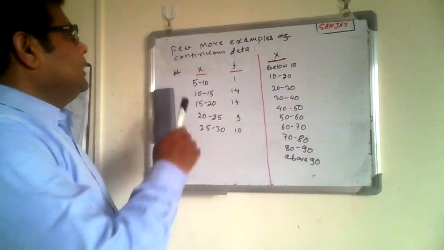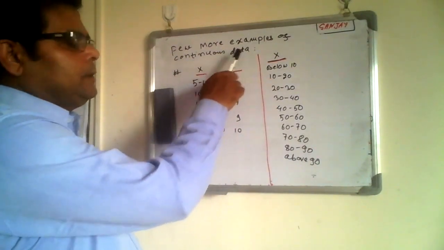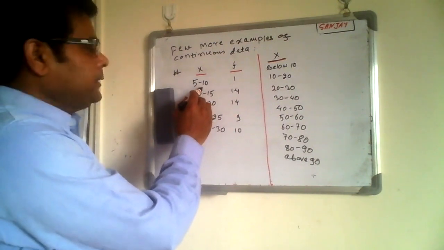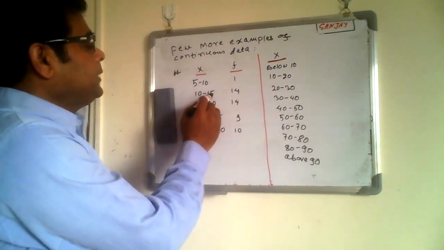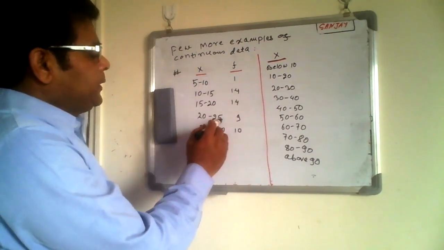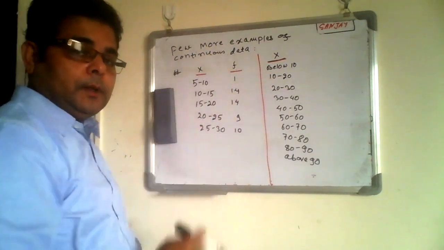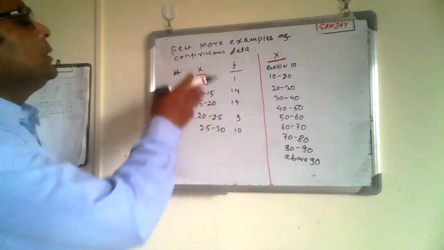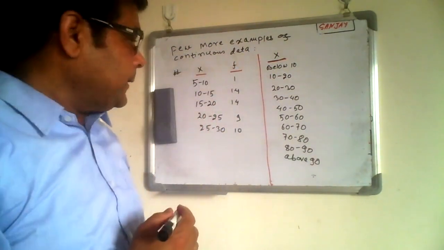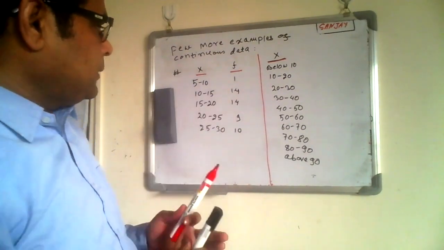Okay guys, we have a few more examples of continuous sets of data. You can see 5 to 10, then it continued from 10, then 10 to 15, then from 15 again continued, so 15 to 20, and then 20 to 25, 25 to 30 with some frequency here. So this is an example of a continuous set of data. So what is the special feature of this data?